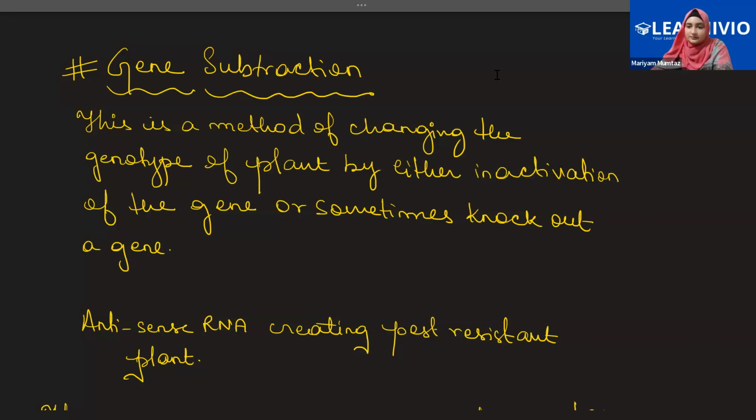To stop the gene from doing its work, to stop the gene from doing its thing, whatever it does. What does the gene do? You are right, actually. But do you people remember the central dogma of molecular biology? What happens in that? Tell me.